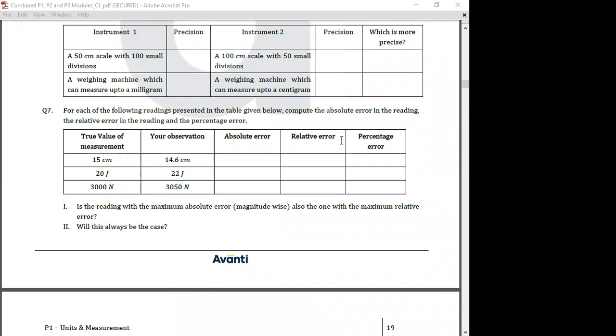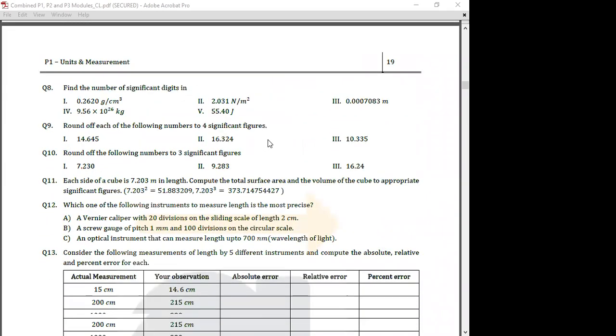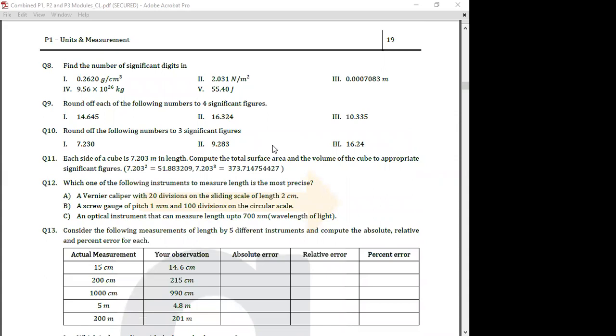Okay, very good, Sampada. Now, 8, 9, 10, 11, 12. 8 to 12.